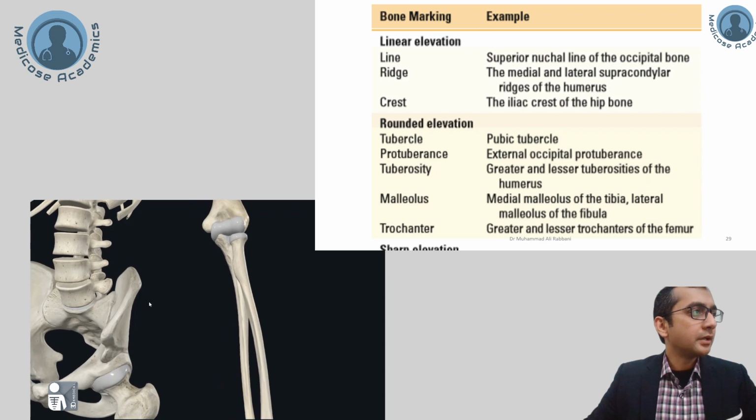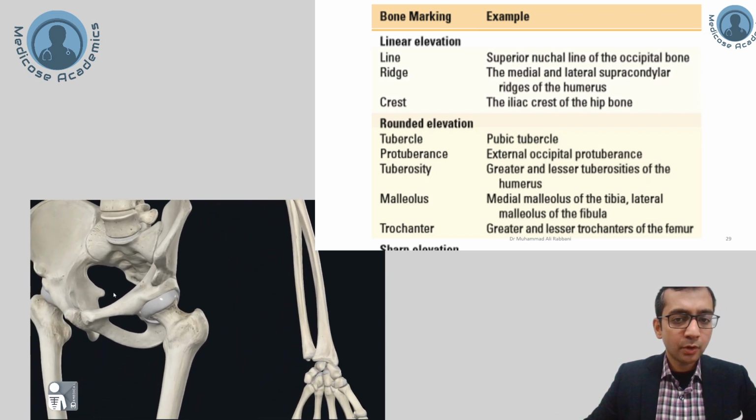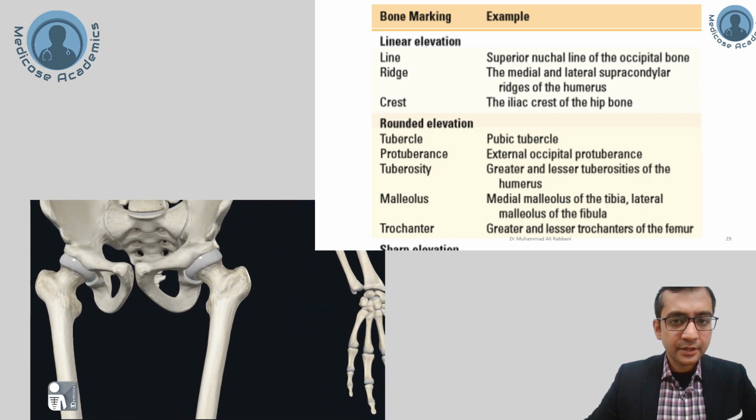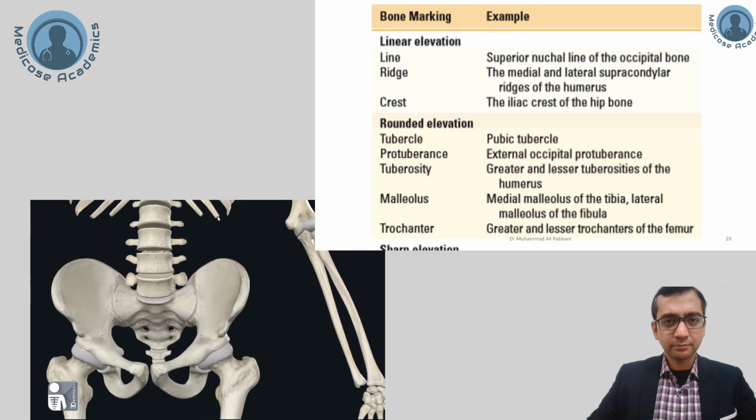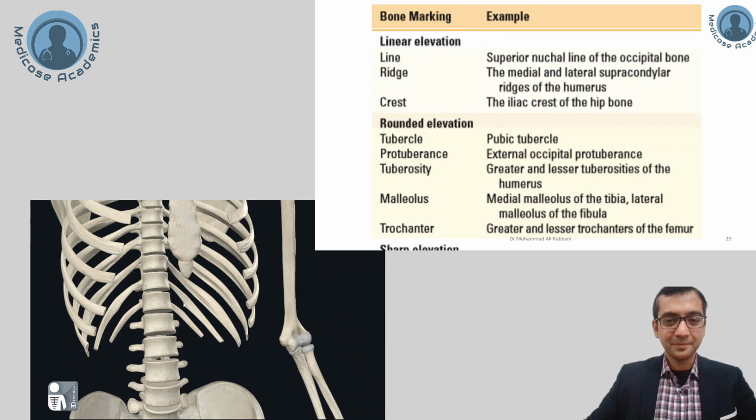Then there is tubercle, a small prominent elevation. Like here, this part is pubic tubercle. Then there is protuberance. This is basically a little bigger tubercle.